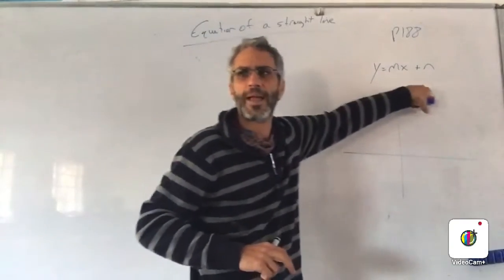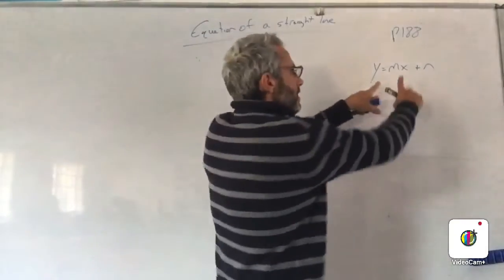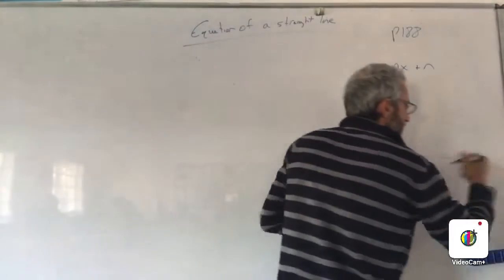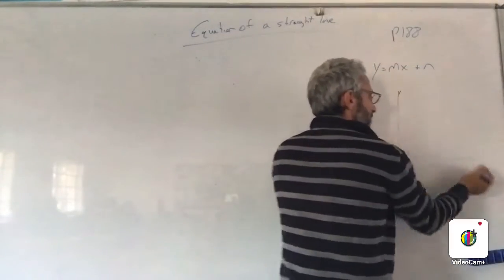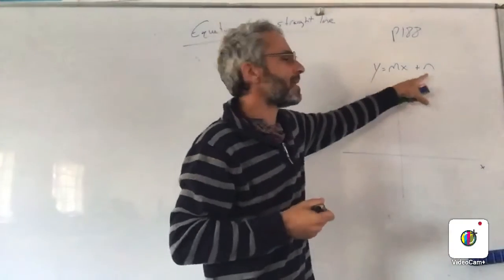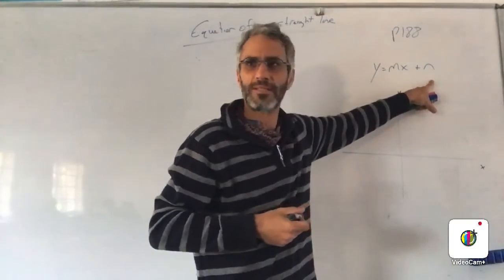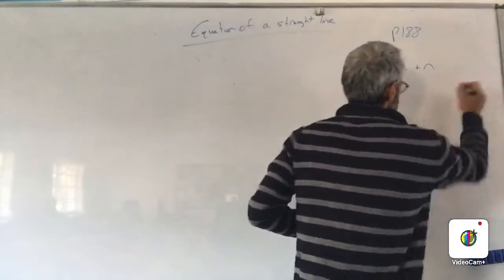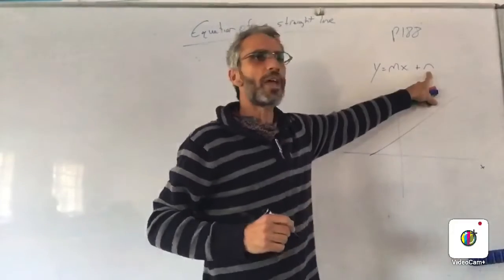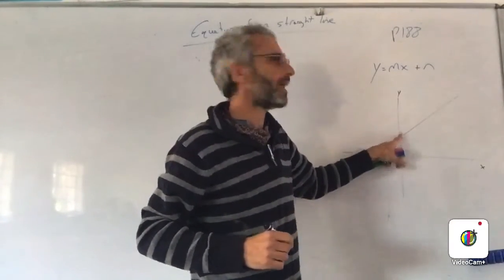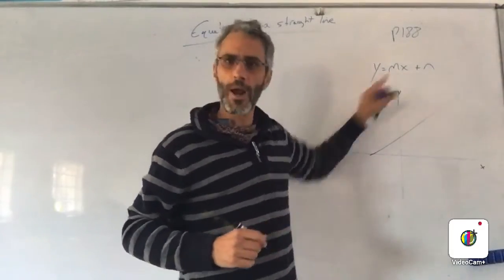y equals mx plus n. X and y are variables. Very important to understand that. The x and the y can change. We have different values of x, which will create different values of y. The m and the n are parameters. For a specific line, they are fixed. Okay? What does the n mean? The y-intercept. Fantastic. And the m is the gradient.